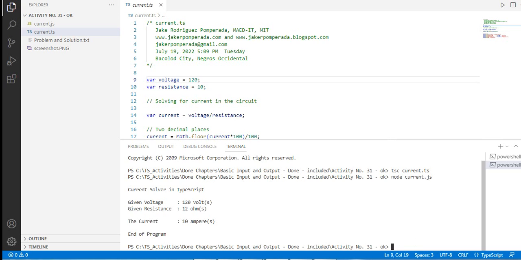Press the enter key. So current solver in TypeScript, given voltage we have 120 volts, given resistance 12 ohms, the current is 10 amperes, and a program. Okay guys, so this is the end of our tutorial video on current solver in TypeScript programming language.